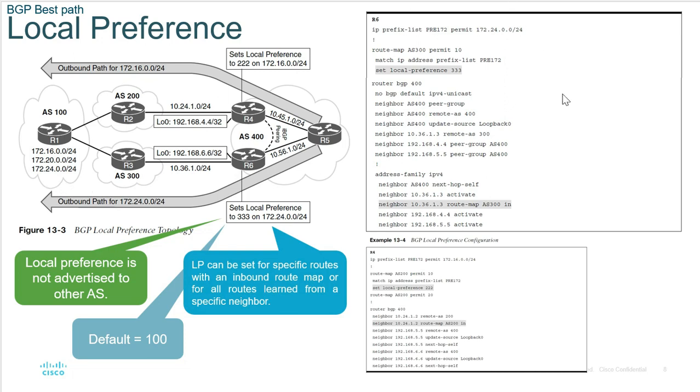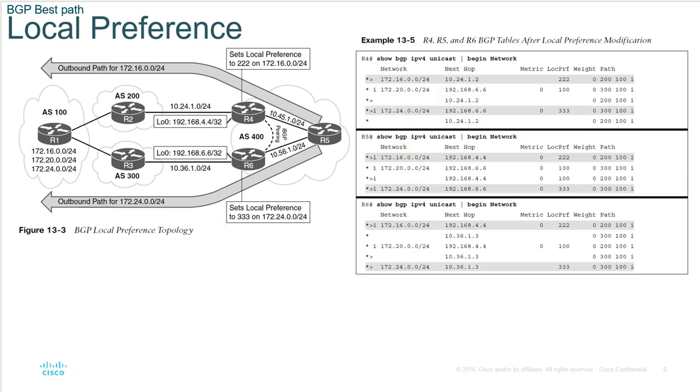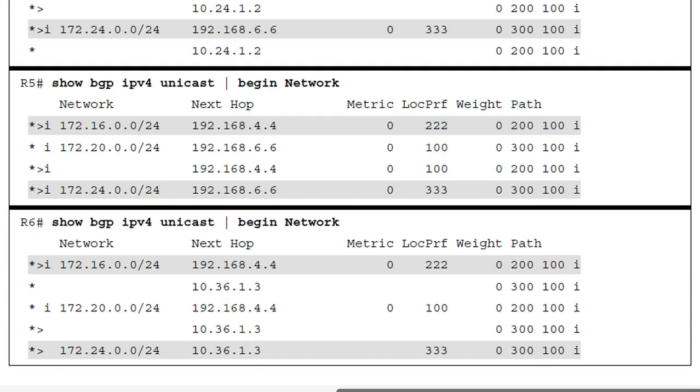All other paths or prefixes will follow the attribute list, right? So in this example topology, we set the local preference in our route map as 333 for 172.24. This is the configuration example on router 6. This will be the BGP table after setting the local preference. Let's zoom in on router 6 and also router 5 as a benchmark.